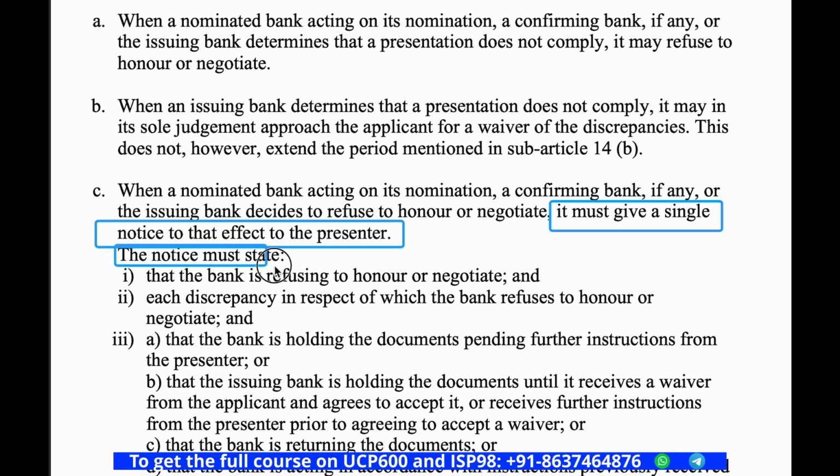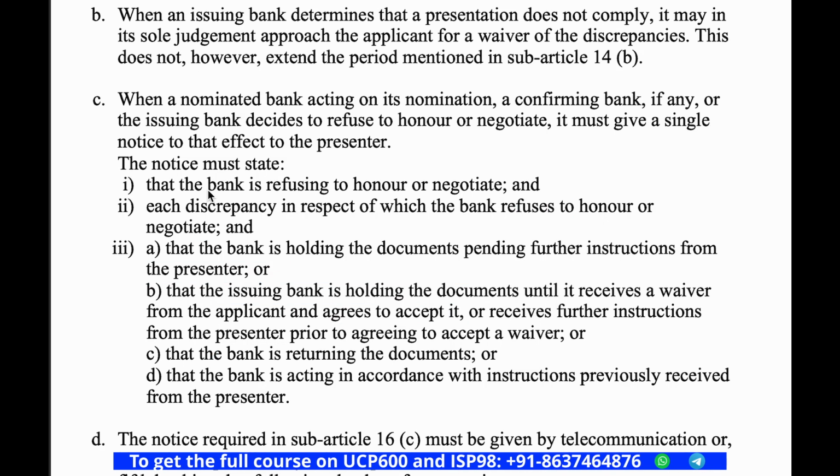So the notice must state, it is a must. So the first point is that the bank is refusing to honor or negotiate. It is inbuilt. The notice must clearly state that the bank is refusing to honor or negotiate. Next one is why it is refusing. So for that, each discrepancy in respect of which the bank refuses to honor or negotiate. Even if it is a single discrepancy, the presentation is discrepant. If it has multiple discrepancies, then the bank must list all such discrepancies in its refusal notice, and that too in a single notice, as we saw earlier, right? Next, the bank says, we are not honoring because of these reasons. Then what the bank is going to do with the documents, that is what is mentioned in the following points.